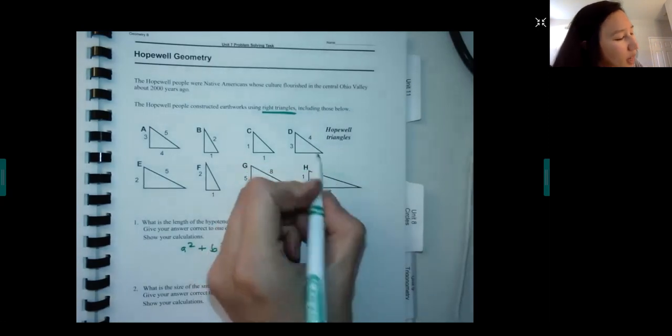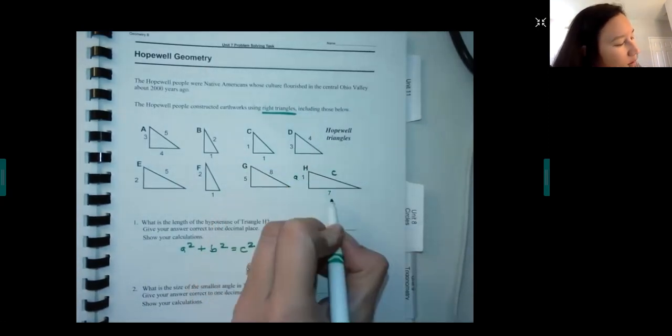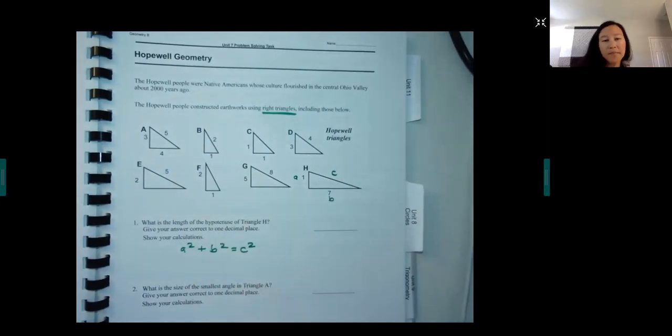So we want to label our sides. This is our hypotenuse, which we don't know. So that's going to be C, which means these are A and B. Okay, and then go ahead and solve for the hypotenuse and send me in the chat what you get.